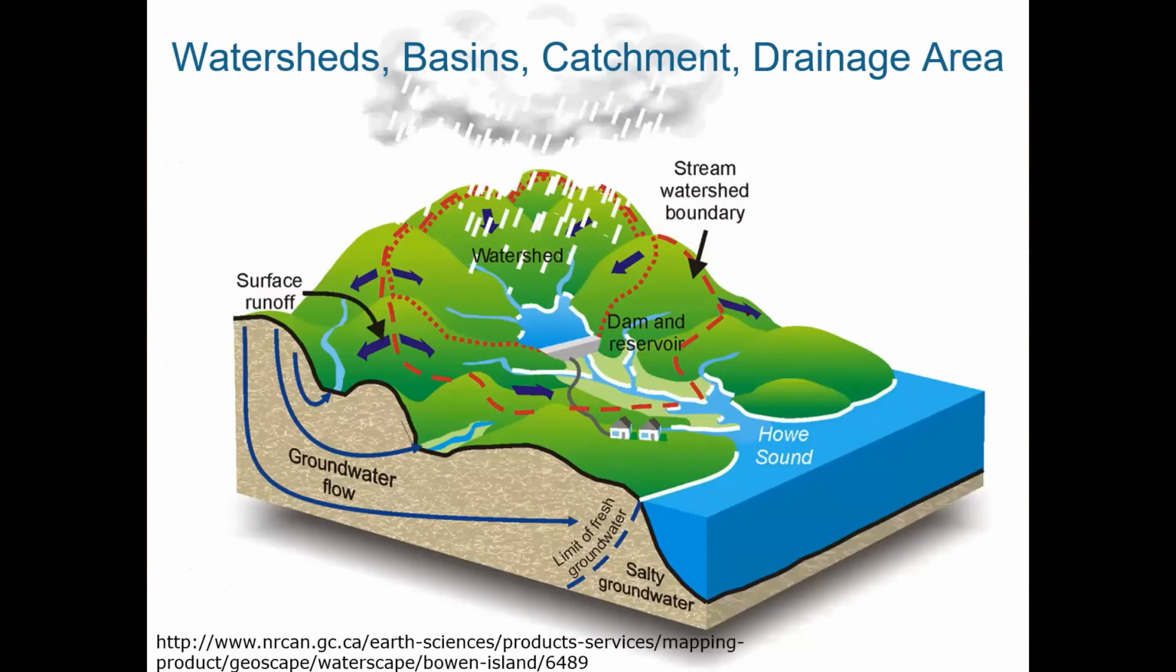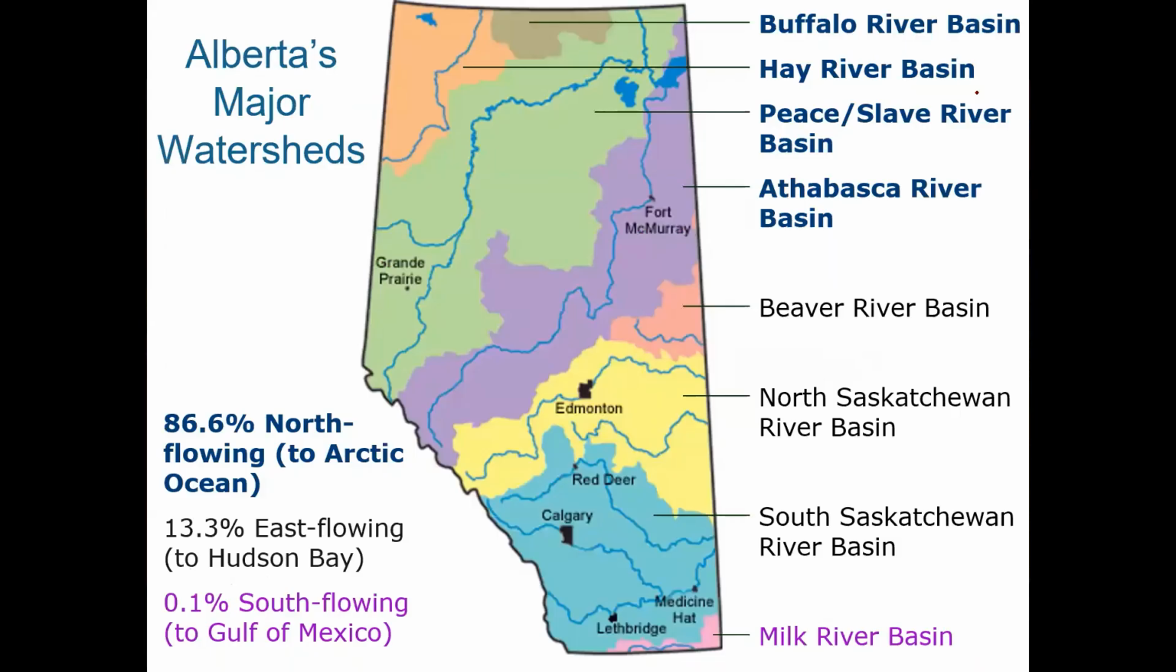So just some other words, like I said: watershed, basin, and sometimes you see catchment area or drainage area. All those are terms used for watersheds. So back to Alberta, and we have all these major watersheds in Alberta. And we, of course, are in Fort McMurray, so that puts us in the Athabasca River watershed or the Athabasca River Basin. And basically these ones here that I have in bold all flow to the Arctic Ocean.